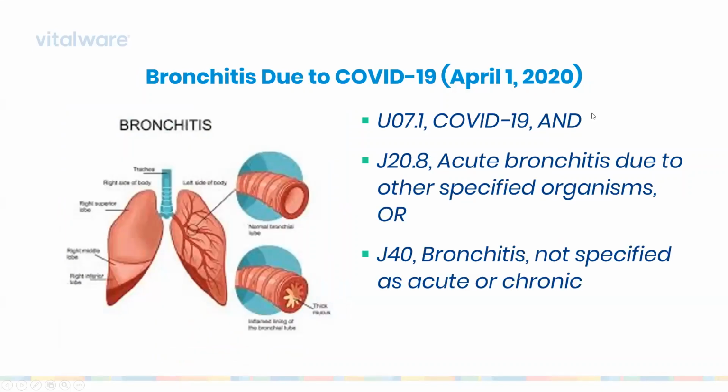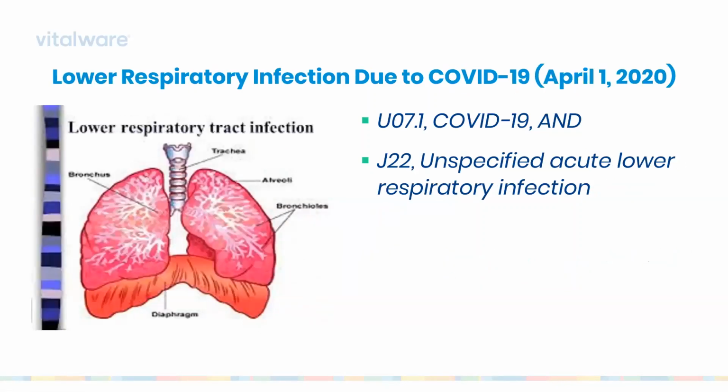Bronchitis, you're going to see a pattern start to emerge here. We're going to start with U07.1, and then we're going to add an additional code for either acute bronchitis, or if it hasn't been specified, then we're going to use the J40. 2 codes. Lower respiratory infection is, again, our U07.1, followed by J22. So you notice this is an unspecified acute lower respiratory infection.